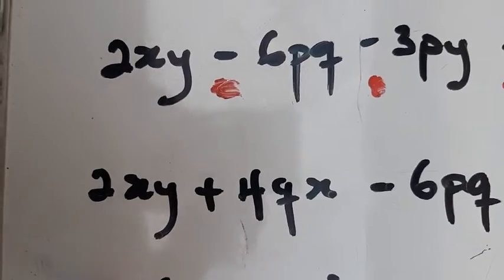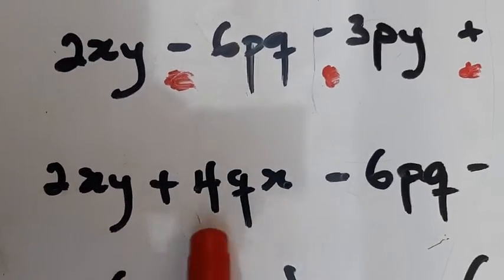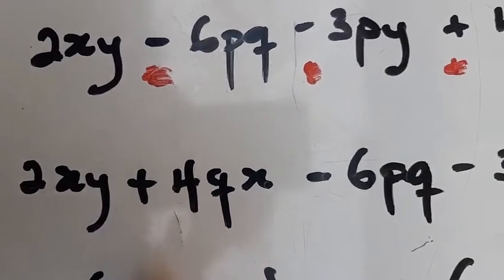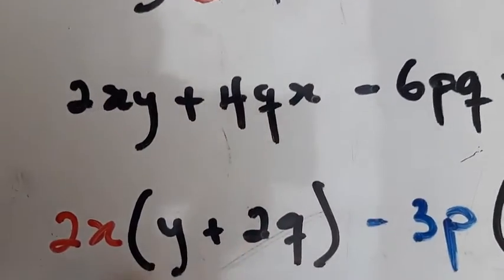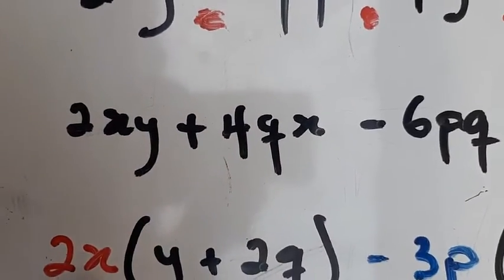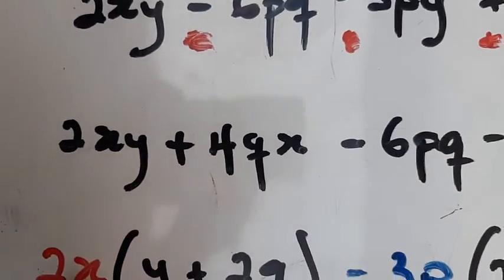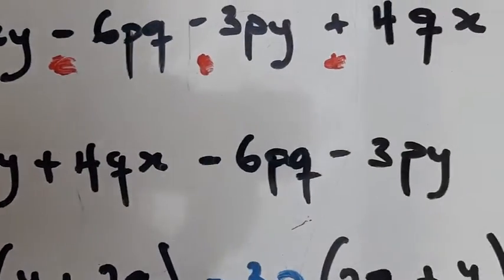When you bring the 2x out, you are left with just y here. And then for the second part, you'll be left with 2q. If you expand this, you'll see that you get the same thing, because 2x multiplied by that will give me this, and this multiplied by that will also give me this one.